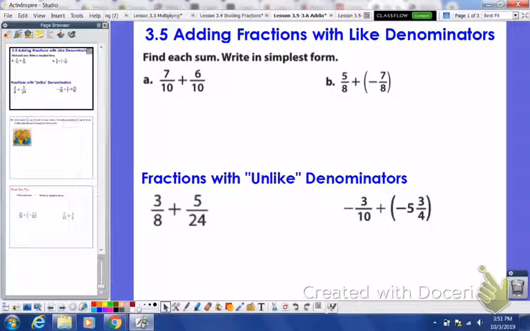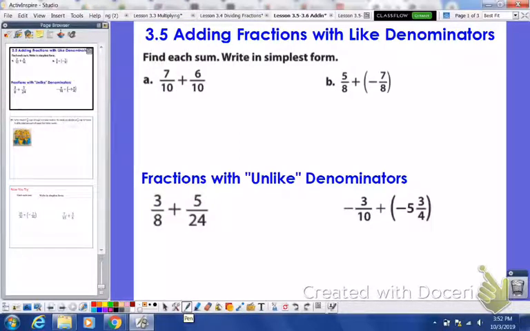Okay, moving into adding fractions. We're going to talk about adding fractions with like denominators and then adding fractions with unlike denominators. So starting with the simpler ones, adding fractions with like denominators, meaning our denominators are the same. When our denominators are the same, that means we can just add our numerators and then simplify from there.